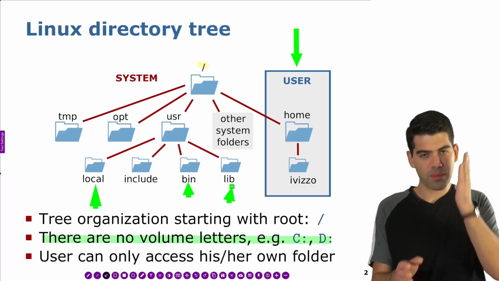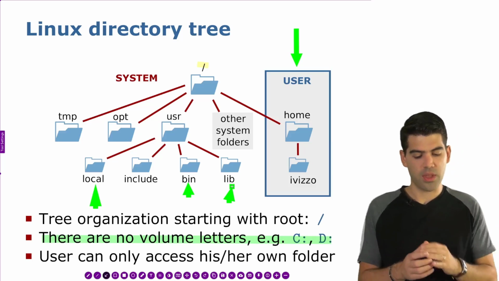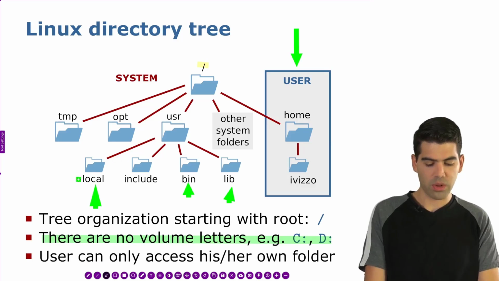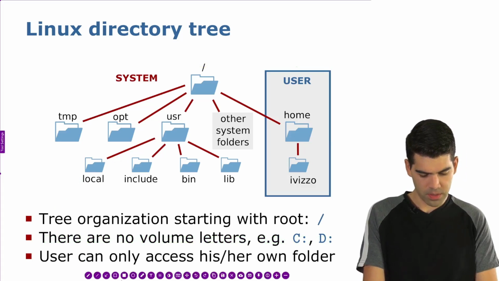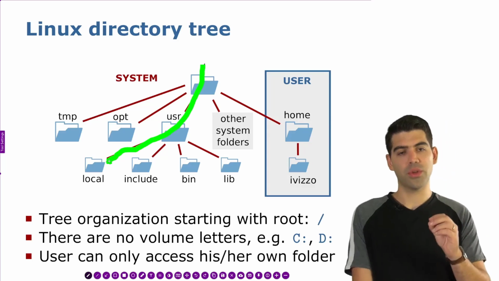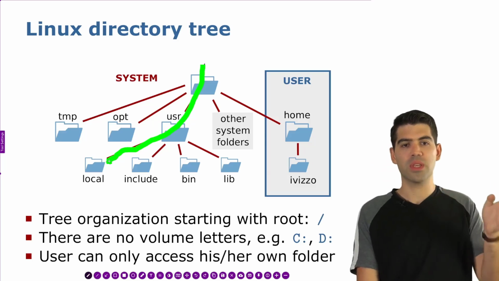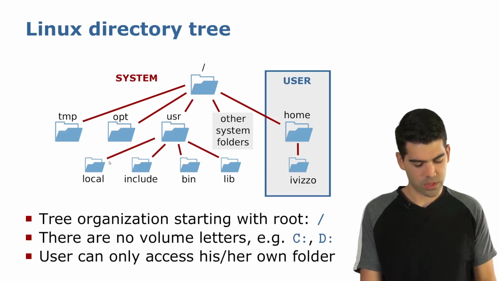And everything starts with root, and then from there you go down. For example, if you want to reach this local directory, the path you should follow is the following. You start from the root directory, then you go to the usr directory, and then you go to the local directory, and that's how you reach the path. So it's always going inside the folders, and it's extremely easy once you get used to it.